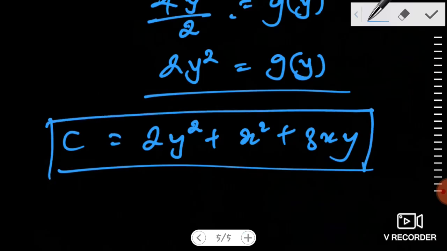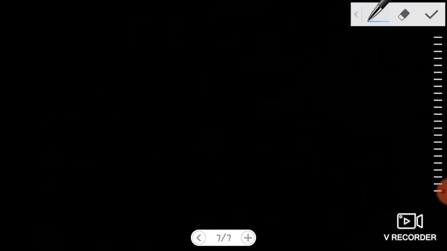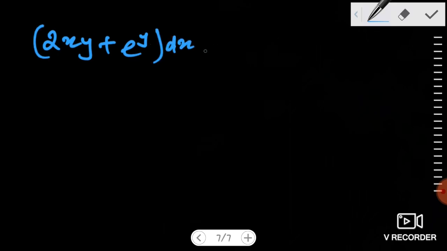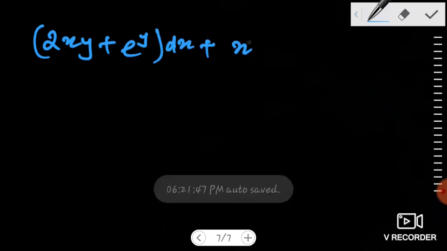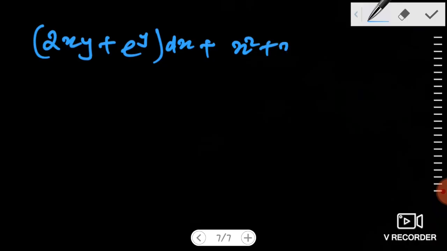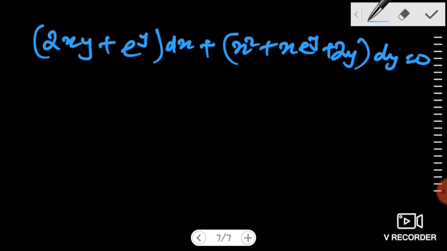Now, let's do another one. This time let's have an exponential. If you have (2xy plus e to the y) dx plus (x squared plus x e to the y plus 2y) dy equals 0, right? Now, what we are going to do here, let's prove whether it is exact.